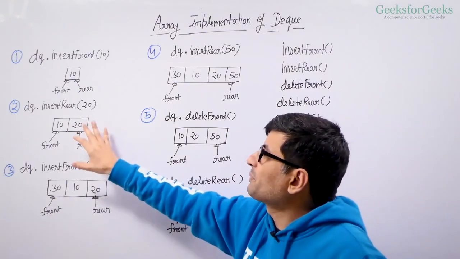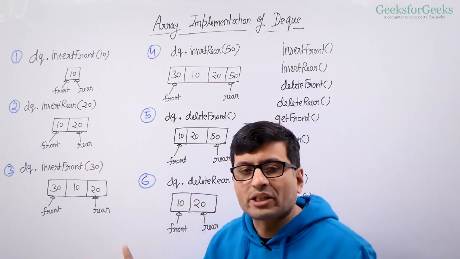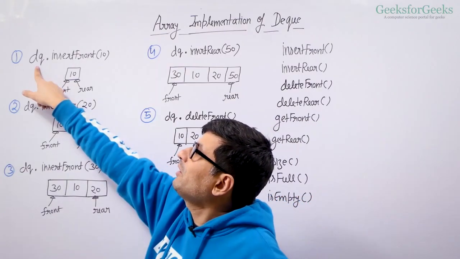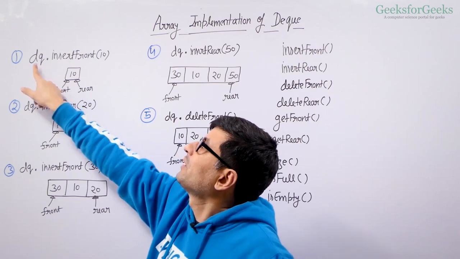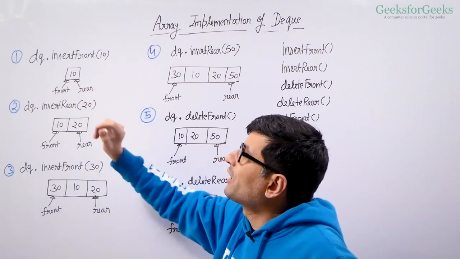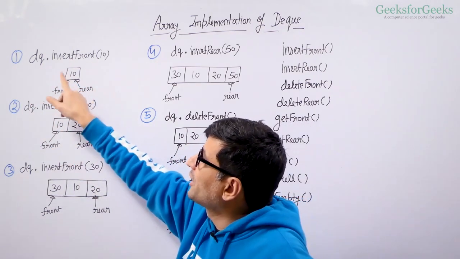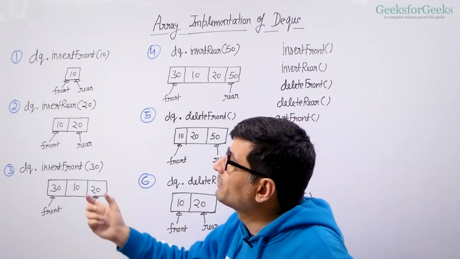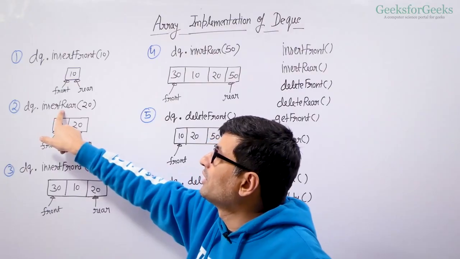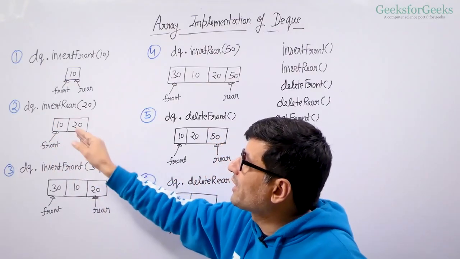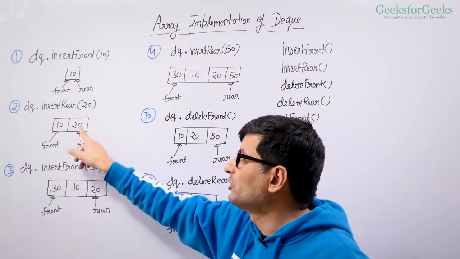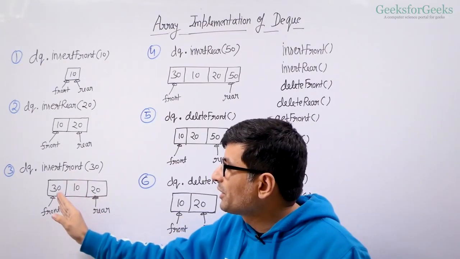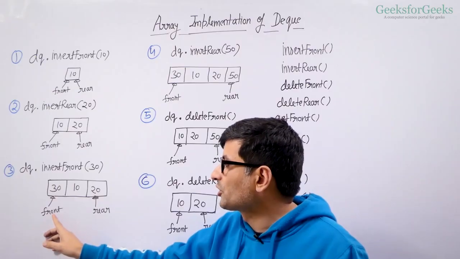So here is a pictorial representation of what we are expecting from this data structure. Suppose we create a Deque variable. Now if we call insert front function, it should insert an element, and front and rear both should be pointing to this element. Now if we call insert rear, then 20 will be added to this Deque and rear will now give you 20. And if we call insert front 30, then 30 should be added at the front of Deque, and now front should give you 30.